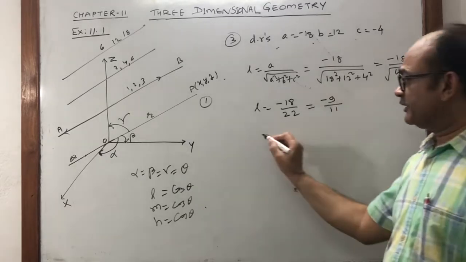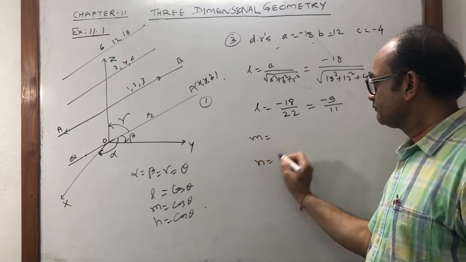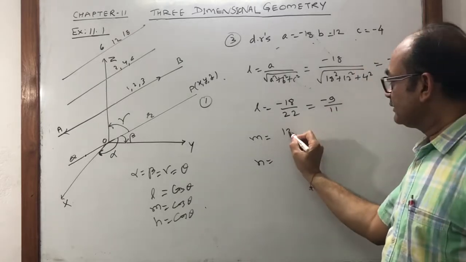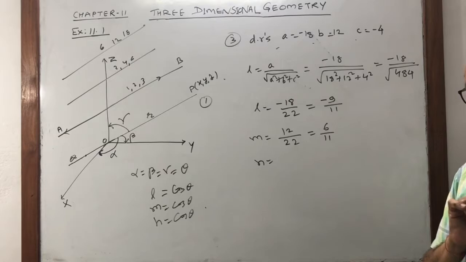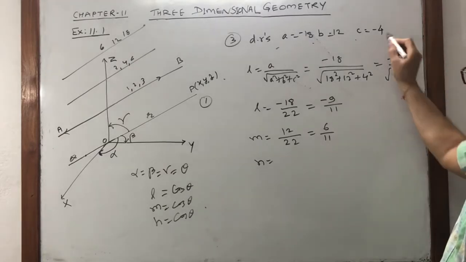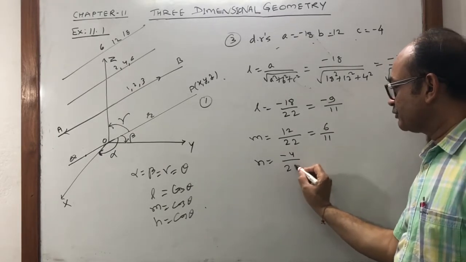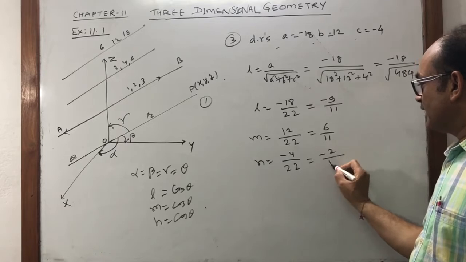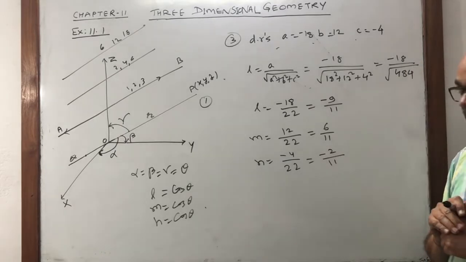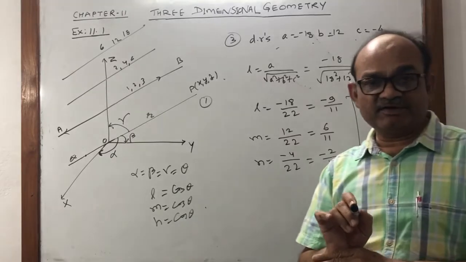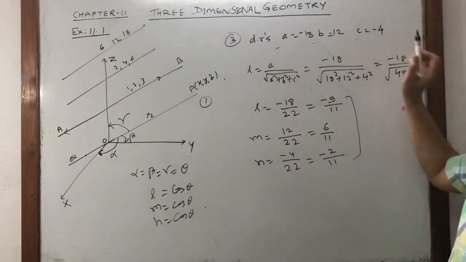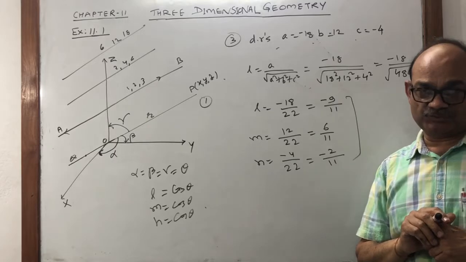Similarly, we can calculate M and N. So M equals 12 divided by 22, that is 6 by 11. And third, N equals minus 4 divided by 22, that is minus 2 by 11. These are the DCs of the line segment given where A, B, C are minus 18, 12 and minus 4.